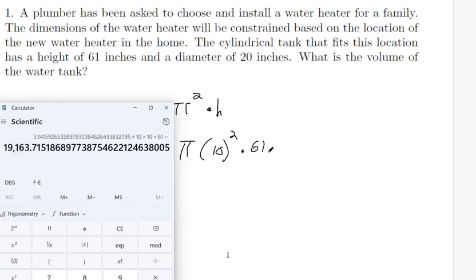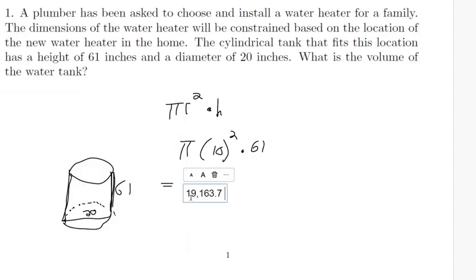And so remember our units here. These are all inches. It's inches times inches times inches, so you get inches cubed. So this is roughly 19,163.7 inches cubed. That's the volume of this right cylinder.